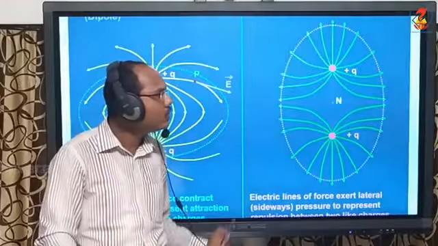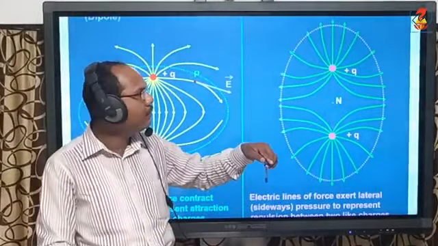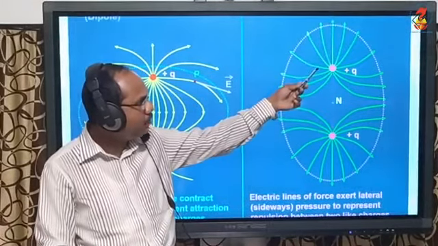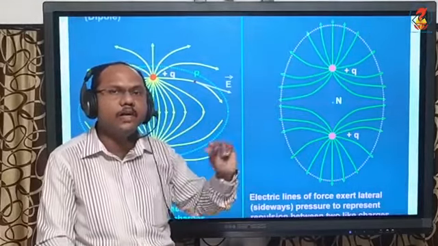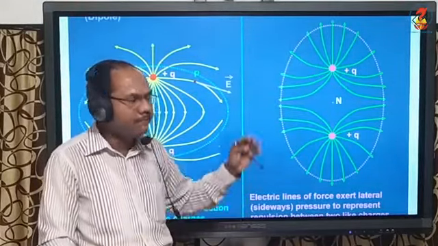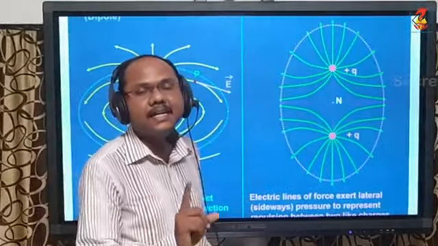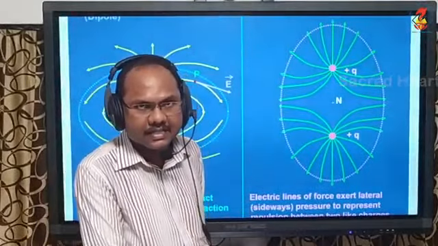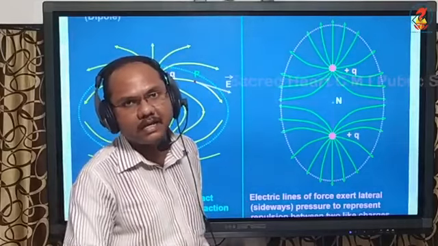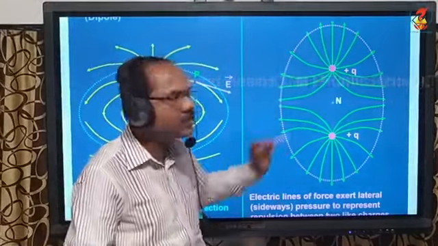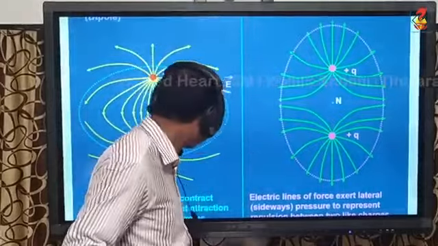Why is it 0? Because the electric field due to the positive charge on the top and the positive charge at the bottom, they both repel each other. So towards the center the intensity of the field decreases, and at the center point the intensity is 0, and that point is called null point.